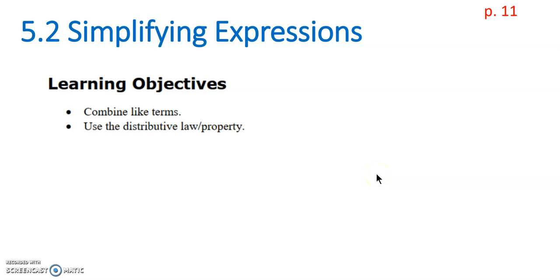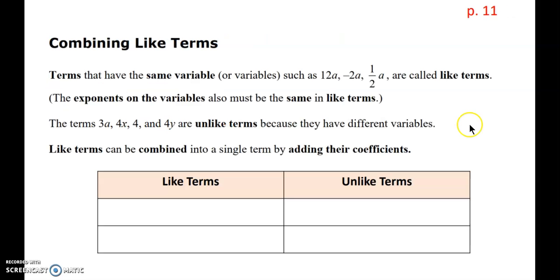Hello, in this lesson 5.2 we're going to learn how to simplify expressions, and we'll be doing that in two ways. We'll be doing something called combining like terms, and then we're also going to take a look at something called the distributive law. If you remember back to when you learned fractions, you learned about like terms in terms of a denominator, like fractions or unlike fractions, so we can apply that knowledge here in algebra.